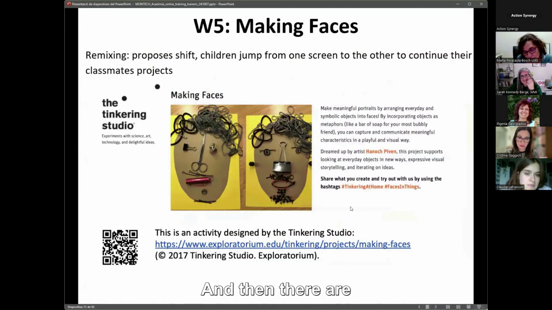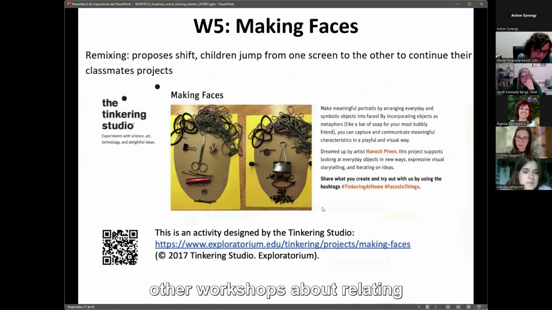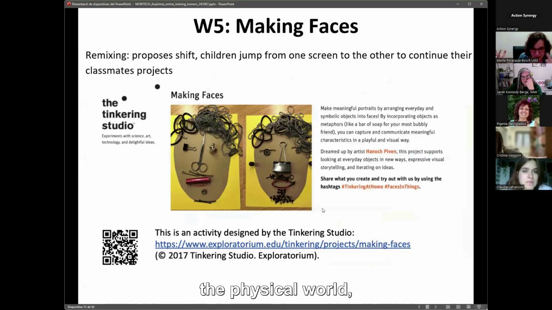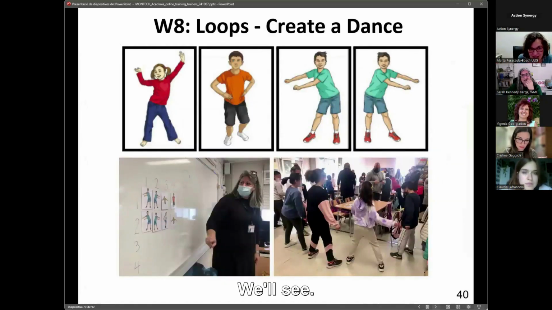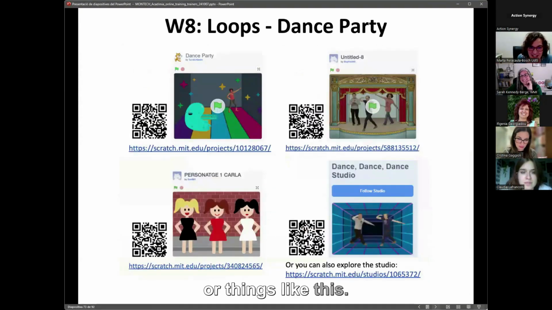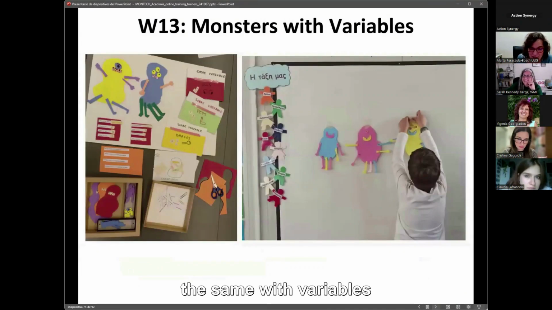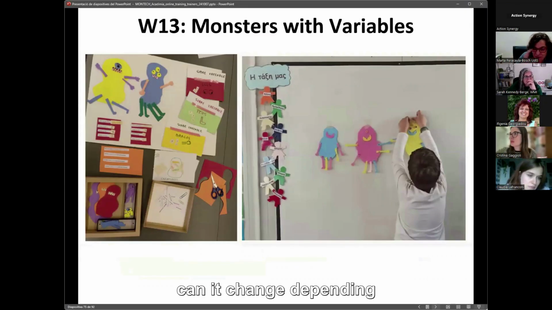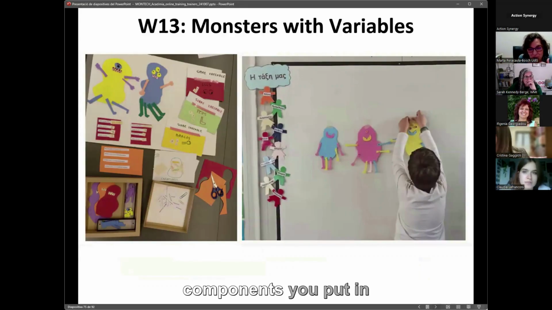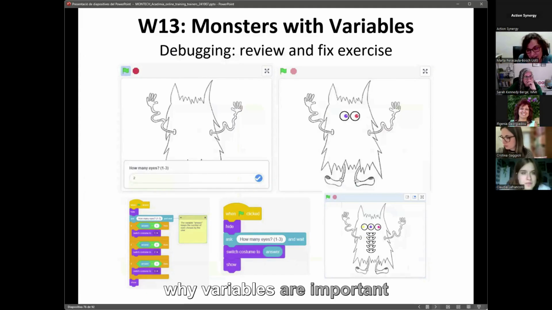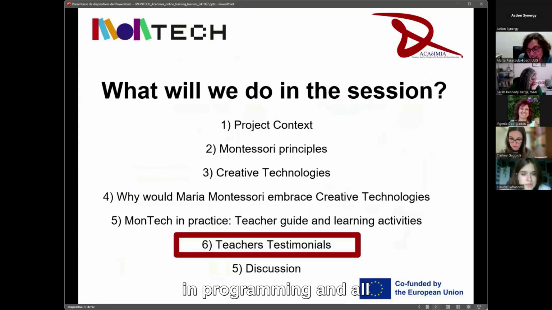And then there are other workshops about relating the physical world, putting it in a digital way, making stories. Well, we will see. For example, to learn about loops, using choreographies, but also relating it to cycles in life or in science. The same with variables, to relate what is an abstract thing and how it can change depending on the different components you put in it, and why variables are important in programming.